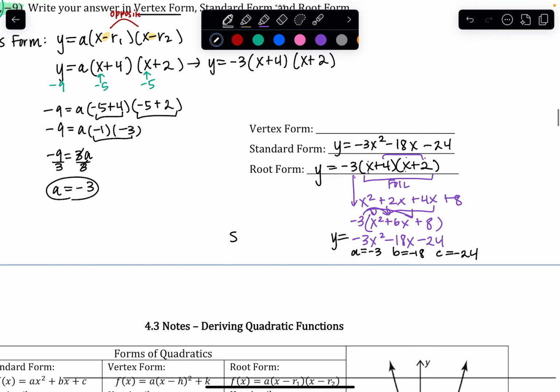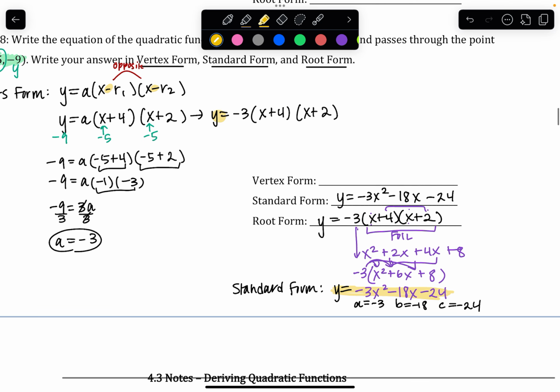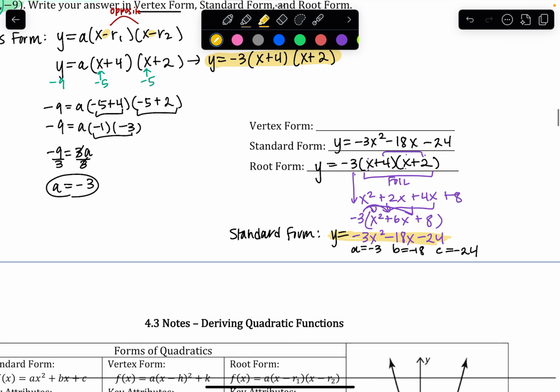Okay, and so standard form has no parentheses. It's just all multiplied out. Okay, root form has those 2 sets of parentheses. And now we just need to get vertex form.